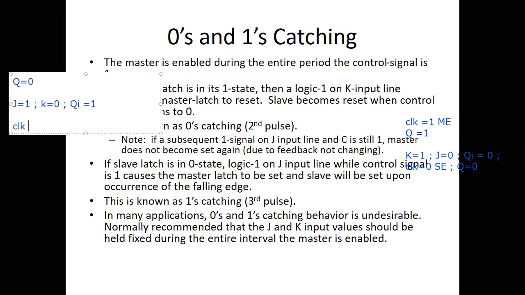Now if I make my clock equal to 0, what is the input that goes into my slave flip-flop? J value of slave will be equal to QI, and this is nothing but 1. Since it is equal to 1, what is my Q value? Q value will get updated to 1. This happens during the falling edge, or when clock is equal to 0. This problem is known as ones catching problem.